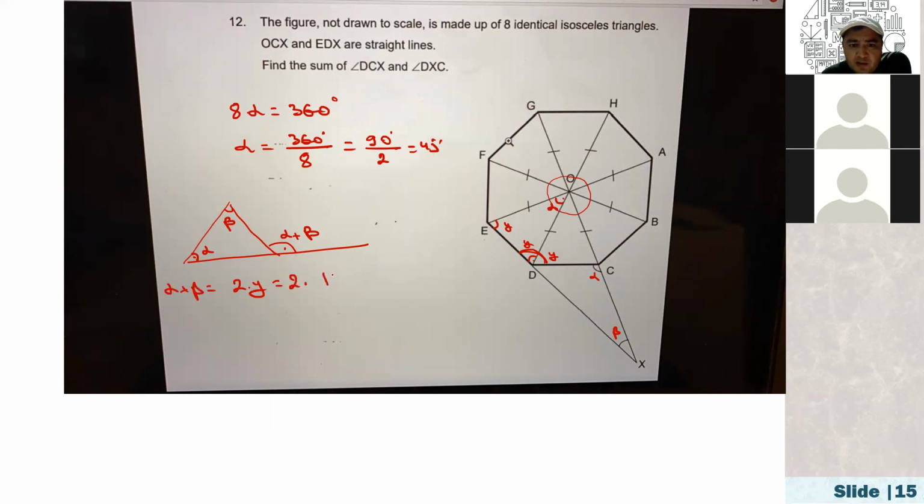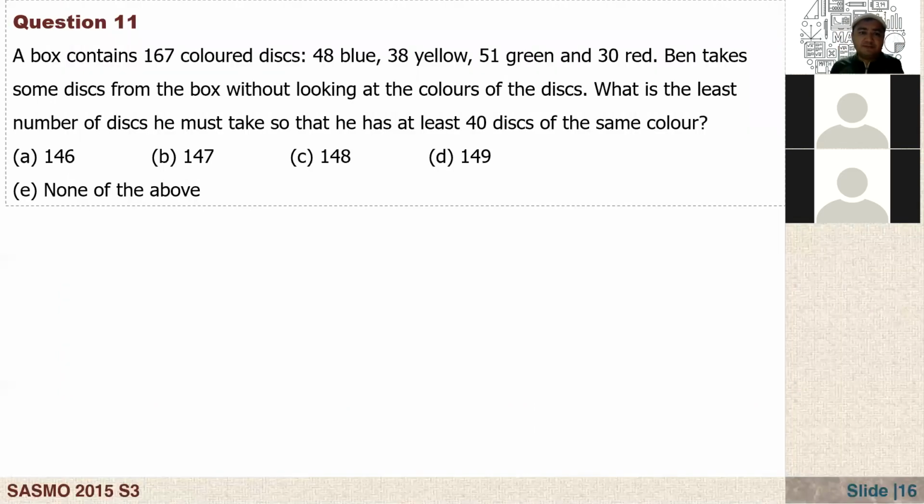And what is y? y is 180 minus 45, over 2, over 2, which is equal to 135 degrees. Anyway, guys, I think that's an easy question. Let's move to the Sasmo questions.